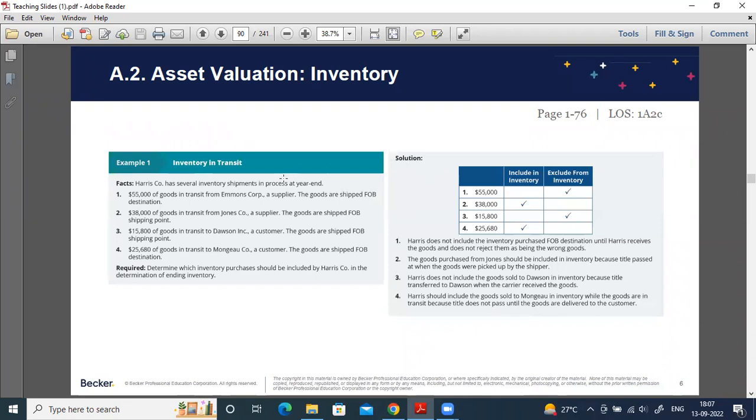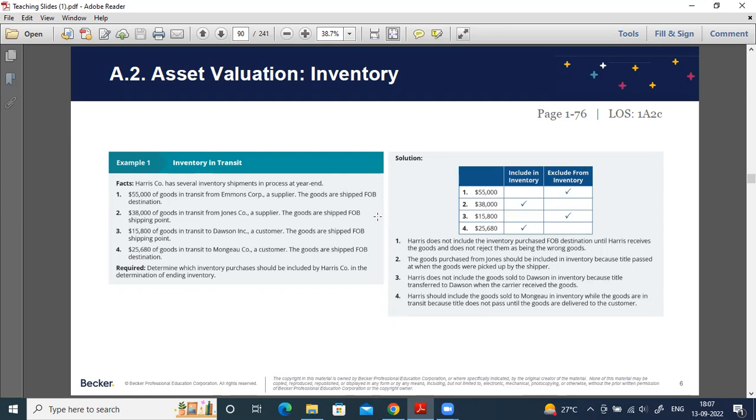Now there are certain important things. Try to focus. Harrisco has several inventory shipments in process at the year end. So there is a company called Harrisco. First one, $55,000 of goods in transit from Emmons Corporation, a supplier. The goods are shipped FOB destination. So the goods are shipped to the destination point.